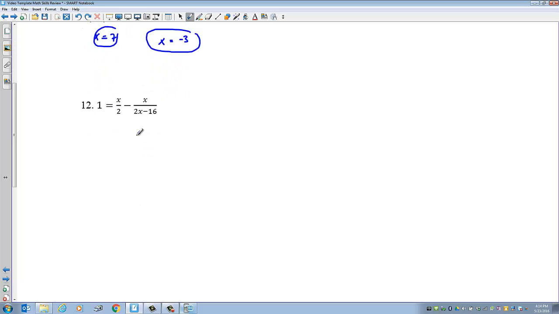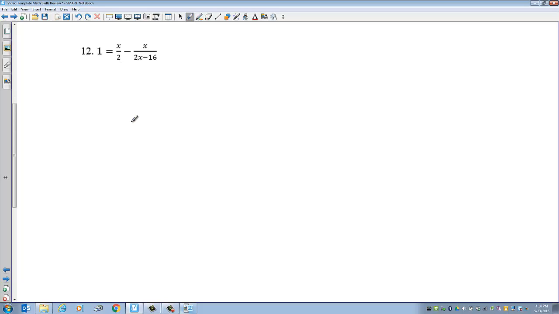All right, then the last one we're going to do on this math skills review is a rational equation. A rational equation involves basically polynomial divided by polynomial. And it's very similar to solving that first linear equation. The first step is to clear the denominator. So I'm going to multiply this by a single expression that will clear the 2 and clear the 2x minus 16.